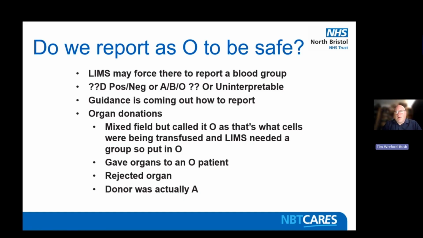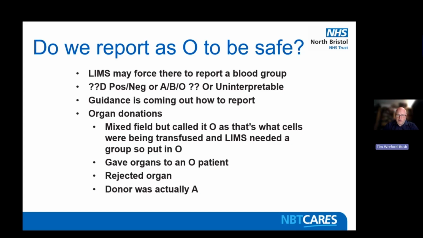Some LIMS systems force you to report a blood group, so you can't release blood unless you put a blood group in. So you think, right, okay, we're going to put O in because that's the safest red cells to give. Ideally, you want to be able to put in query D positive/neg, or ABO query, or a total uninterpretable. And then you still have to give the O red cells, A plasma, A platelets, etc. We are expecting more guidance to come out on how to report these because there are issues.